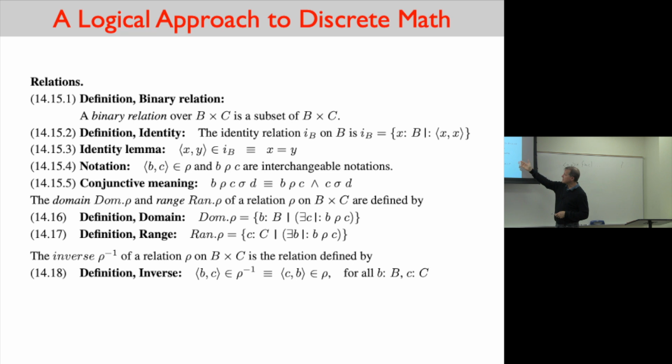You're starting with x comma y. You know, the ordered pair x, y is an element of I sub B, right? And we want to show that that is equivalent to x equals y. Start with the left-hand side. Now, obviously, the very first thing you're going to have to do is what?